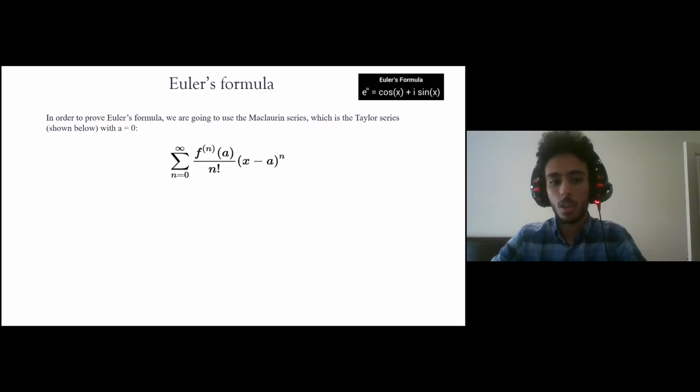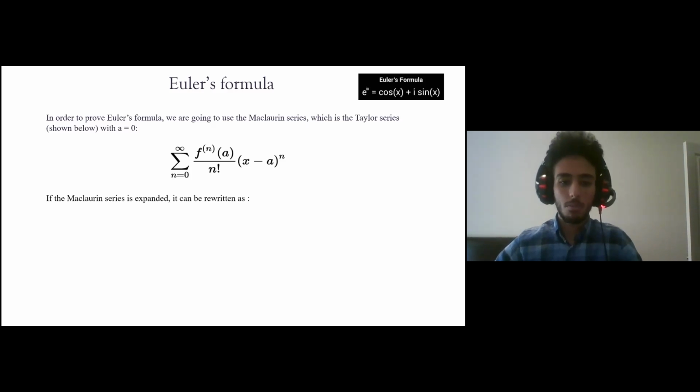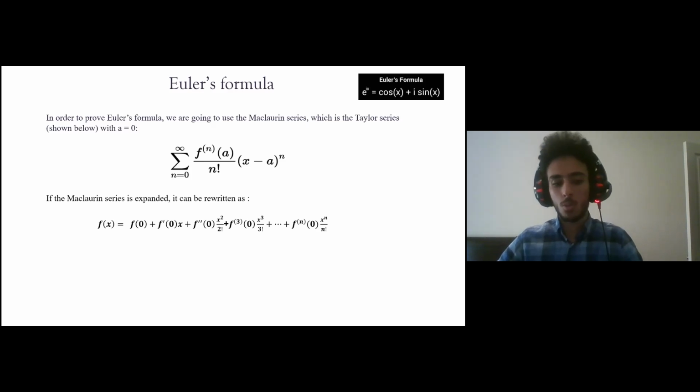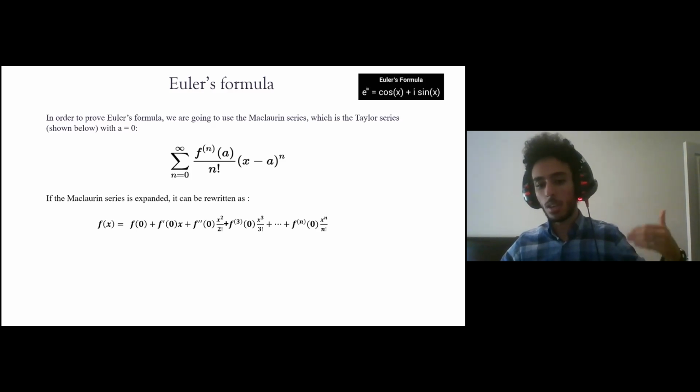Okay, so how we're mainly going to focus, first of all, we're going to focus on finding Euler's formula. And in order to do that, we're going to use the Maclaurin series, which is the Taylor series shown below with a equals 0. We're going to substitute a with 0. If we expand the Maclaurin series, it can be rewritten as f of x is equal to f of 0 plus the first derivative of f of 0 times x plus the second derivative of f of 0 times x squared over 2 factorial. And we're going to keep going on and on like that. And the template of it is going to be the nth derivative of f of 0 times x to the power of n over n factorial.